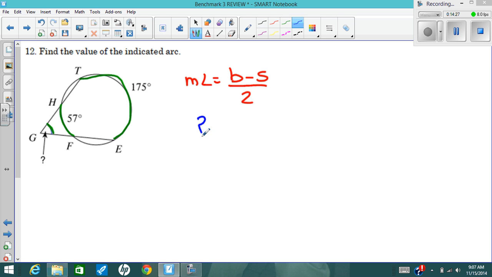The angle is question mark. If you call it x, that's fine. The big arc is 175. Notice it's the bigger one. The small arc is 57. And now we can just simplify to get question mark.